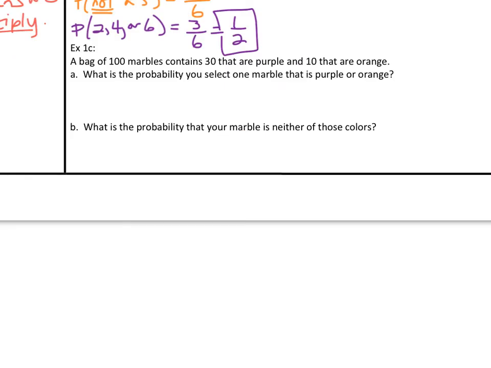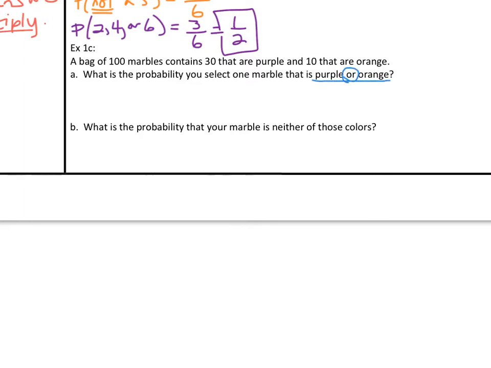Let's take a look at one more example at the bottom of this page. A bag contains 100 marbles. Or a bag of 100 marbles contains 30 that are purple and 10 that are orange. So that means there must be other colors in there that aren't purple or orange to create 100 marbles total. What is the probability that you select a marble that is purple or orange?